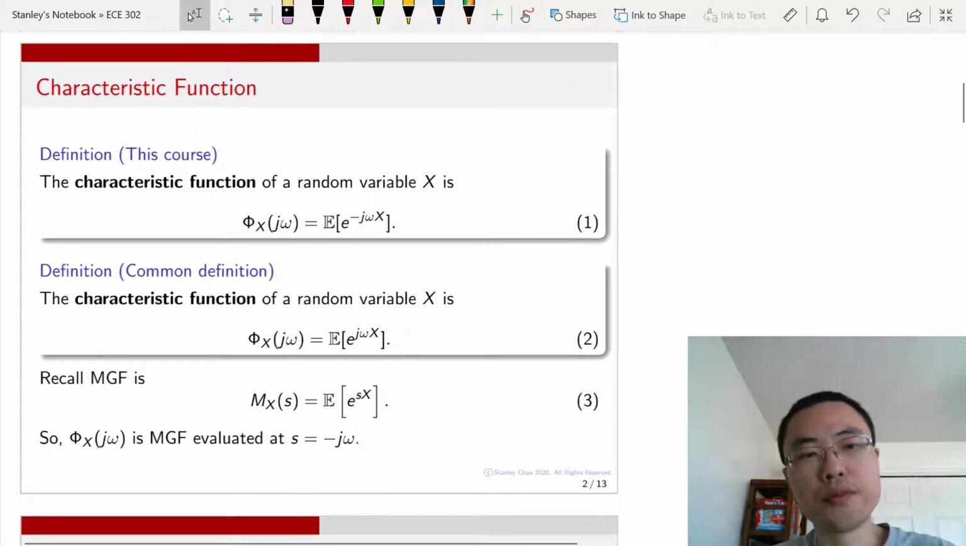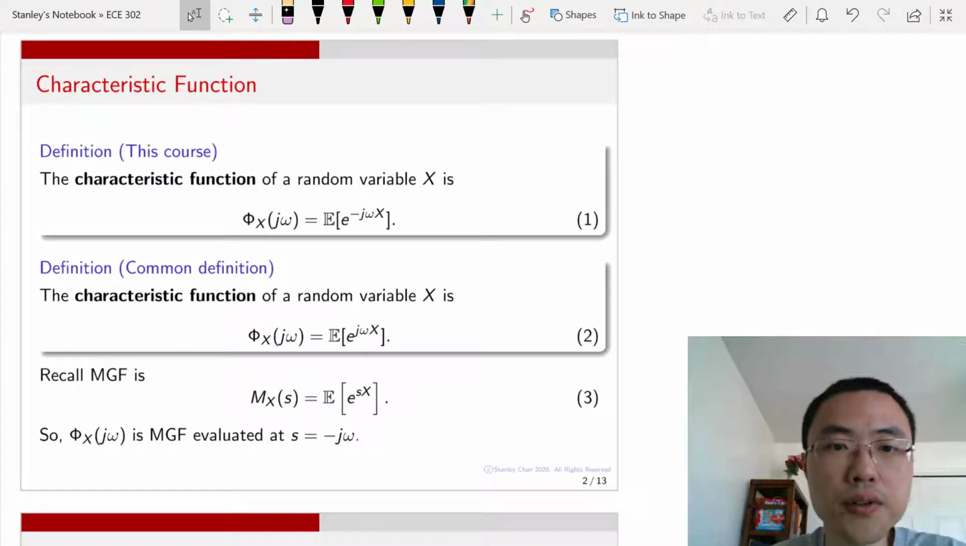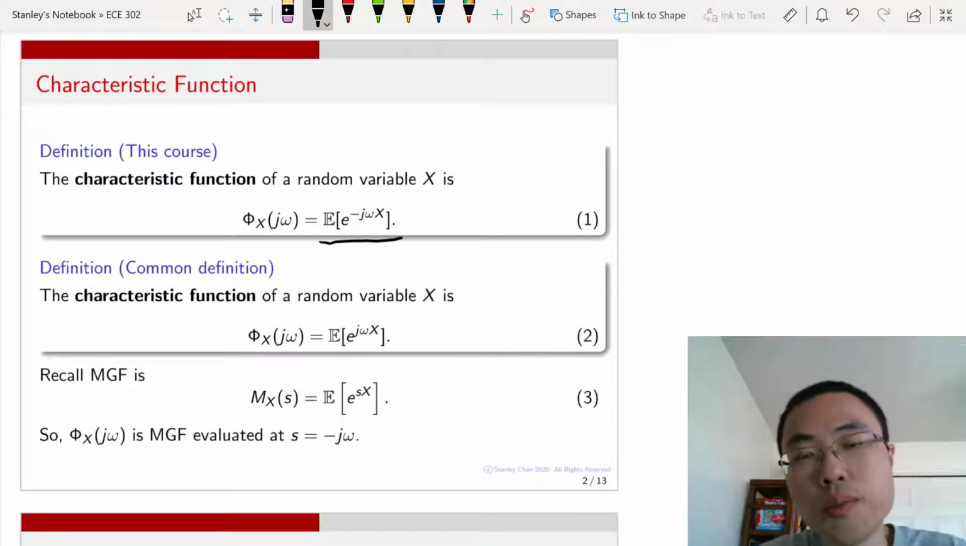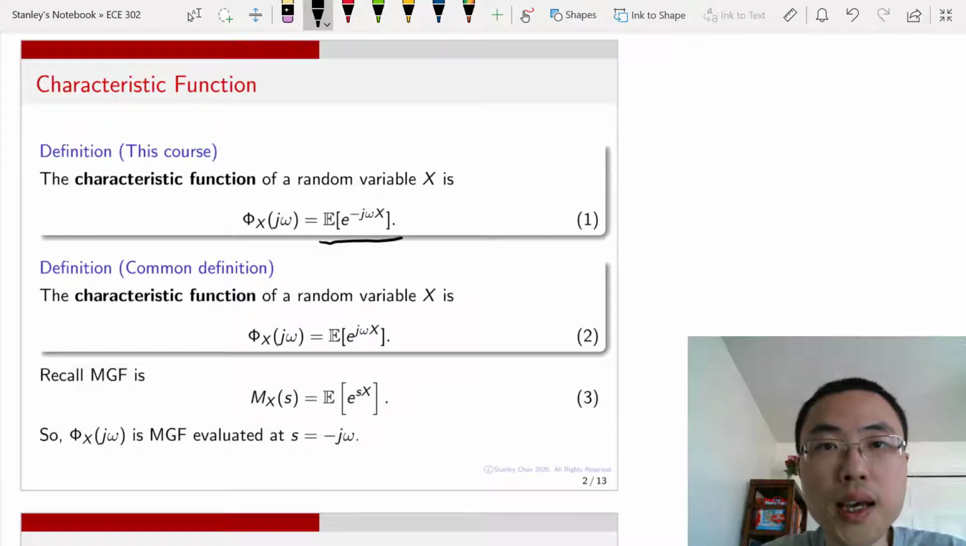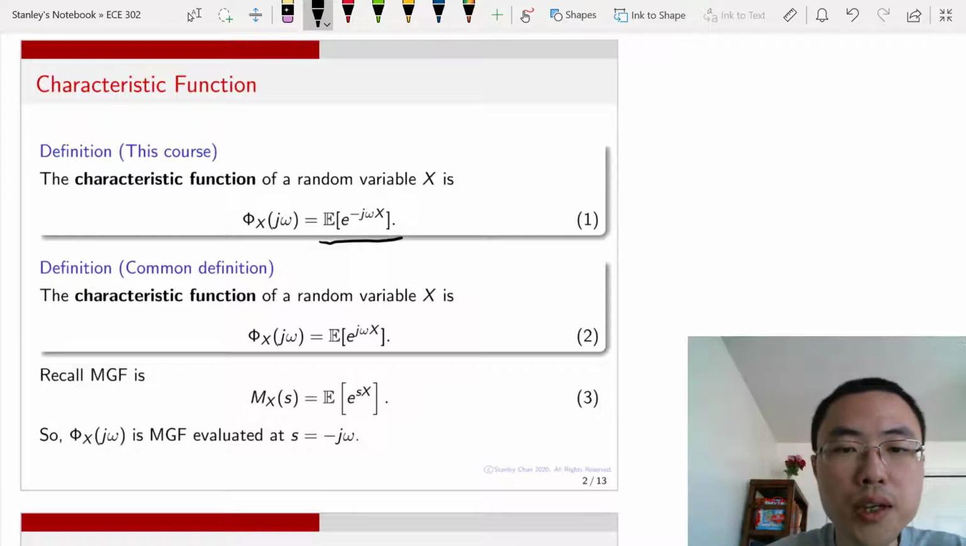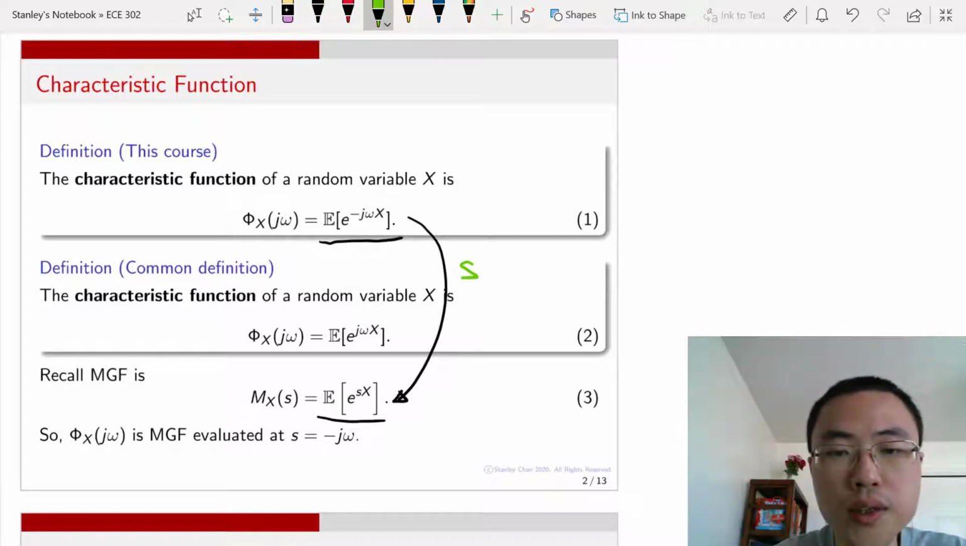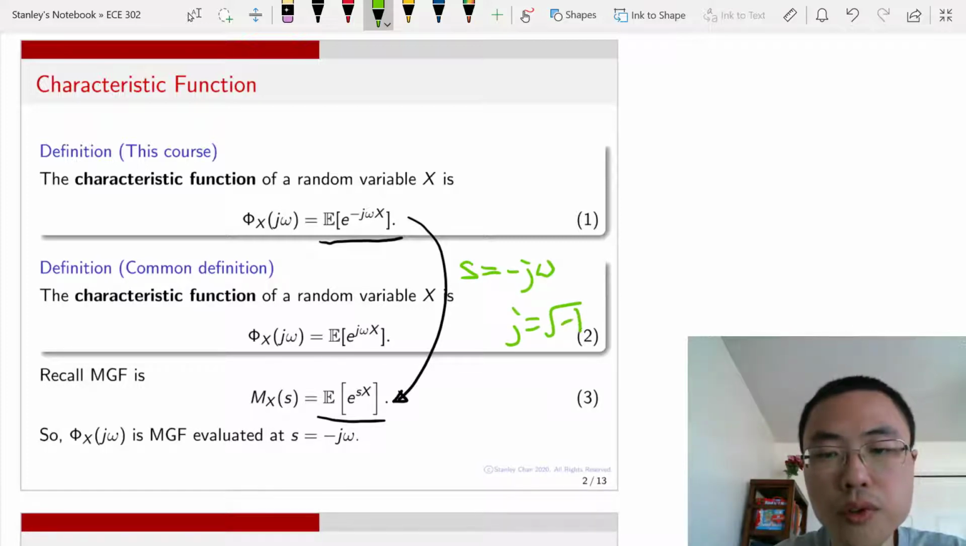What is the characteristic function? The characteristic function is defined as the expectation of e to the power minus j omega times x. If you compare this definition with the moment-generating function, you realize that I am really just substituting s equals minus j omega. Here, j is equal to the square root of minus 1.